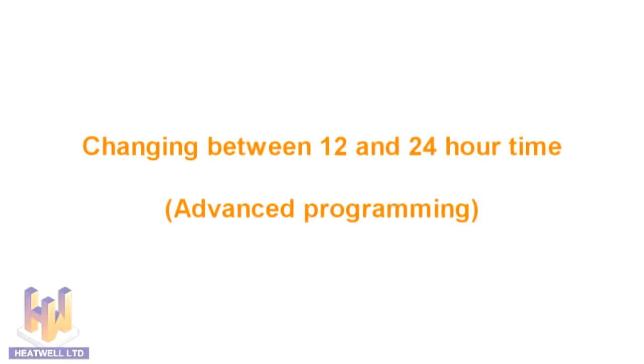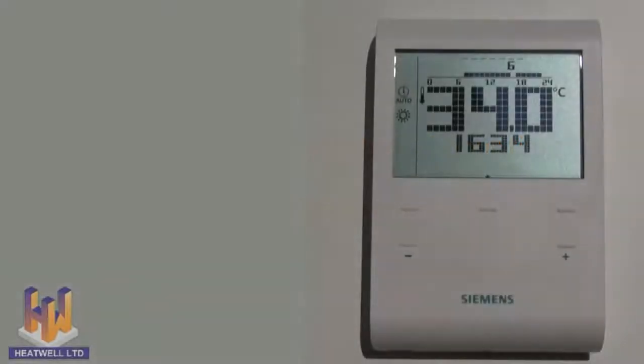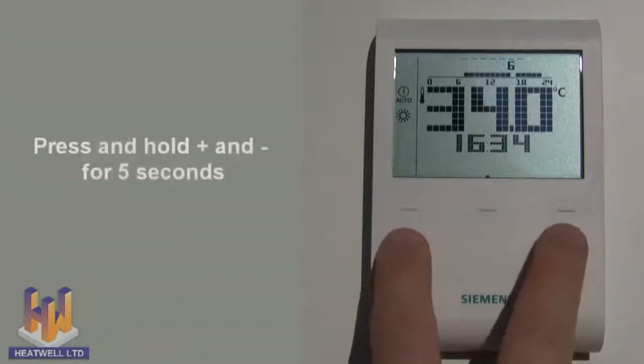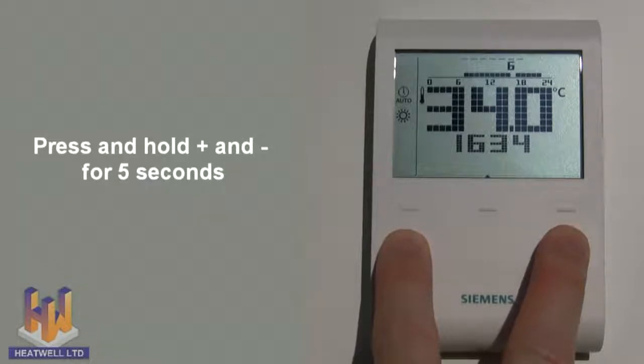Changing between 12 and 24-hour time. To switch between 12 and 24-hour time, go to the Advanced Settings menu by pressing the plus and minus buttons at the same time for 5 seconds. Then let go.